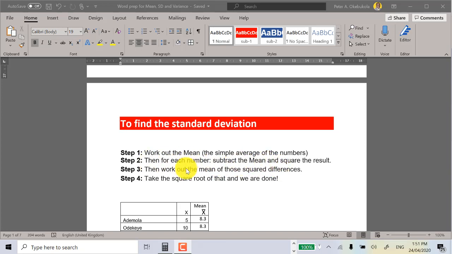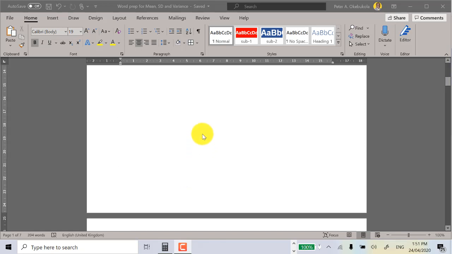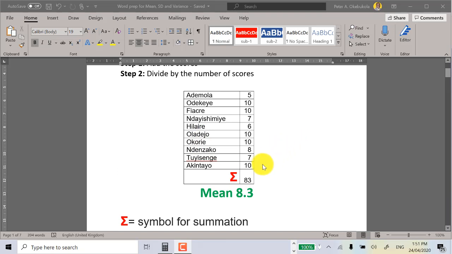But why is this so? What is this meaning? What does this standard deviation thing mean? Now let's look at this data here. We'll find that the mean is 8.3. So look at Ademola. Ademola is on the left of 8.3. That's 5 minus 8.3. Odekeye is on the right. That's 8.3 minus. You can see they are scattered. They are deviating from the mean.